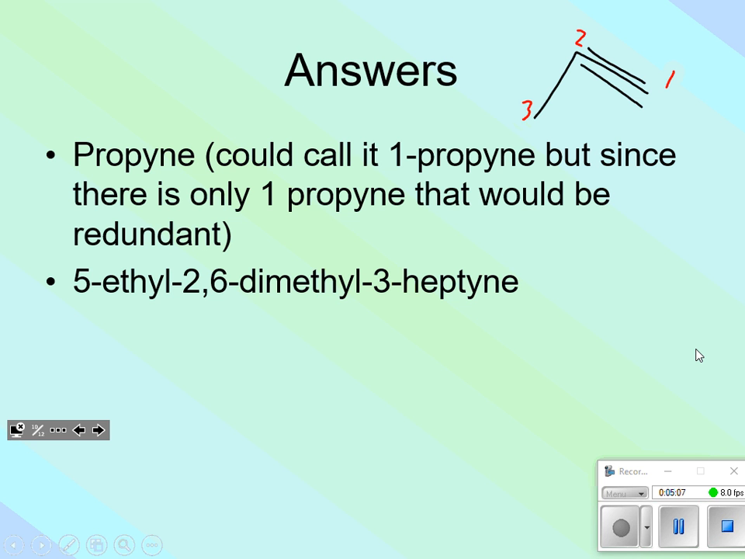Second one, remember E comes before M. So I have to label the ethyl group first. The prefix di, because there's two methyls, does not play a role in the alphabetical order arrangement of subgroups. So 5-ethyl, 2,6-dimethyl, 3-heptyne.